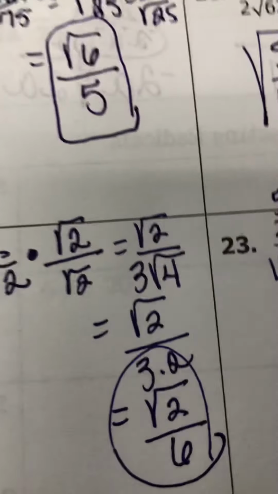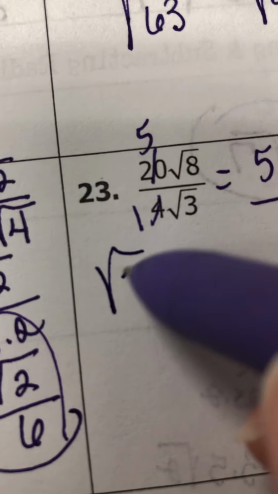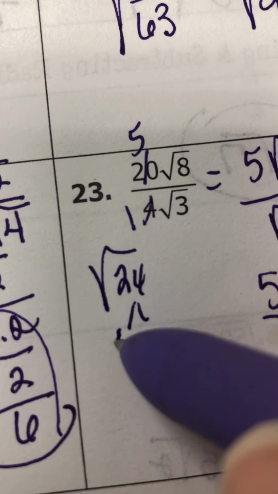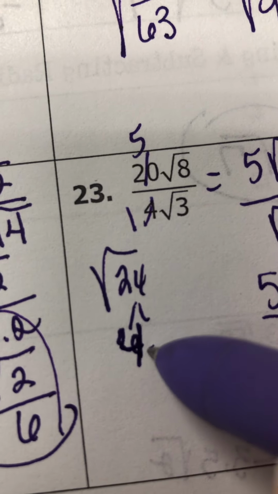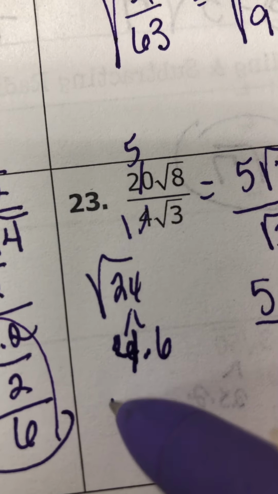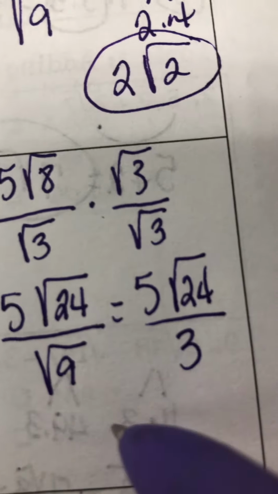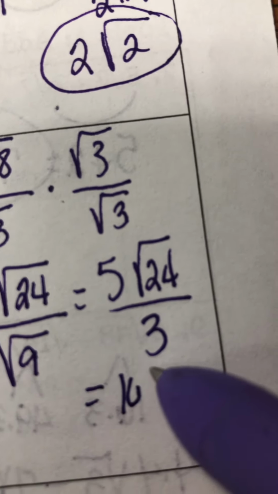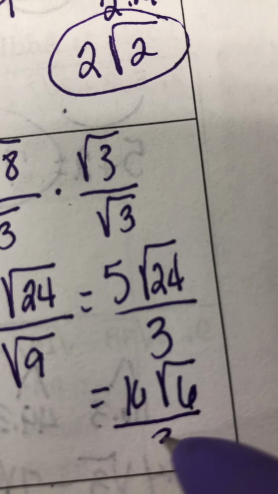Now let's go over here to the side, and we're going to take the square root of 24 and simplify it. Now the square root of 4 is 2, giving me 2 square roots of 6. Multiply that to the 5 that's already here, and we'll have 10 square roots of 6 over 3.